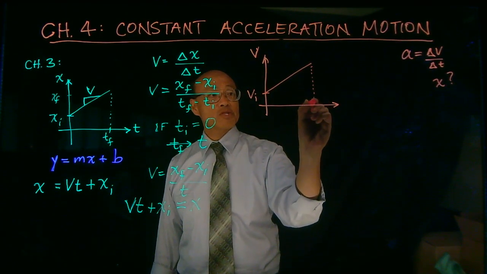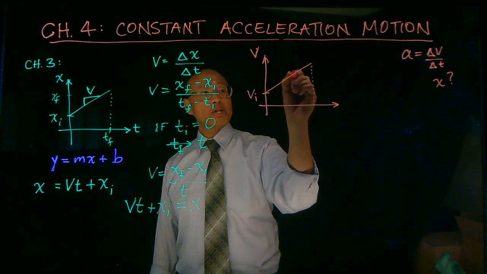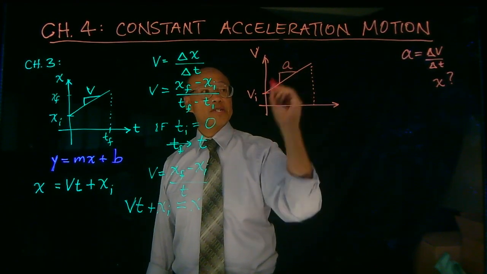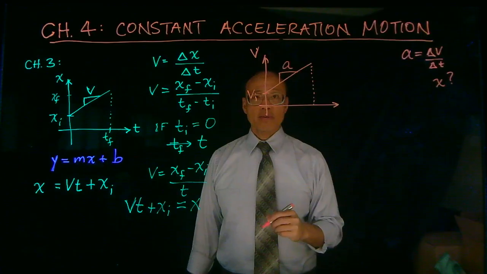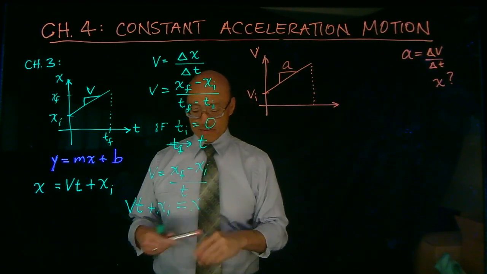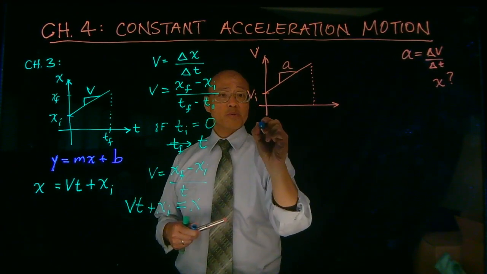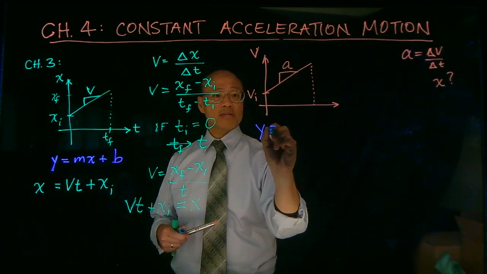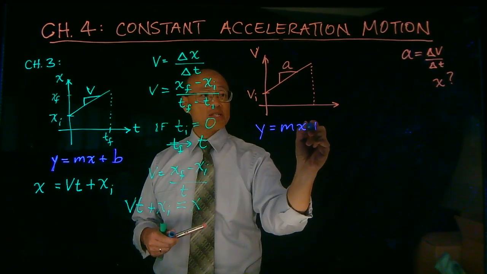And that happens over some time frame. But we know that the slope of this is acceleration. All right, let's derive the equation there. Well, y equals mx plus b is the mathematical description of this line.